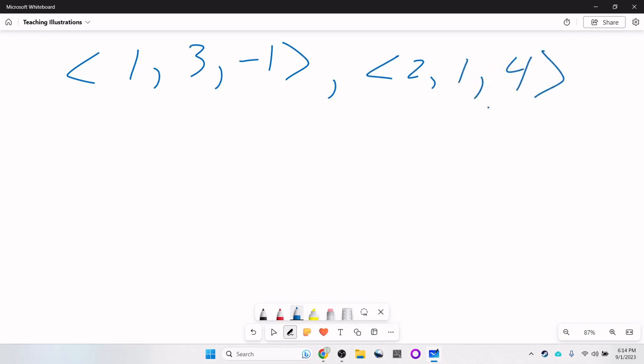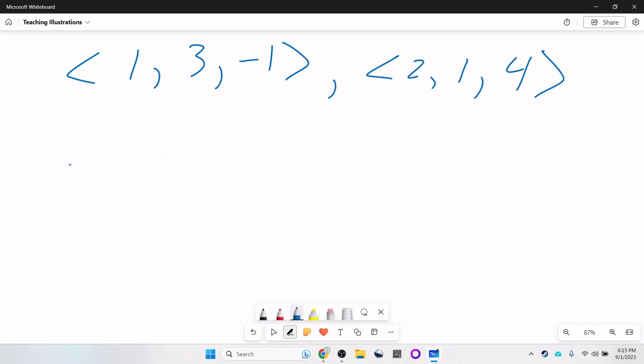We have a vector 1, 3, negative 1. That is a vector for the first line. And a vector 2, 1, 4. That is in the second line. These are both vectors that lie in the hypothetical planes, where each one has its own plane. So the normal vector must be perpendicular to both of these lines.